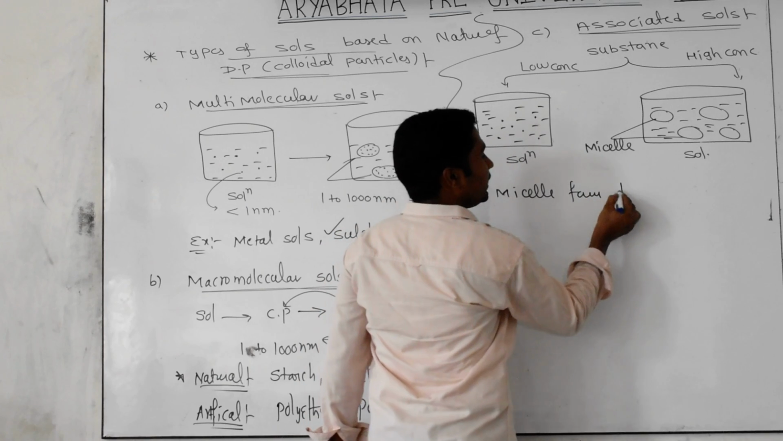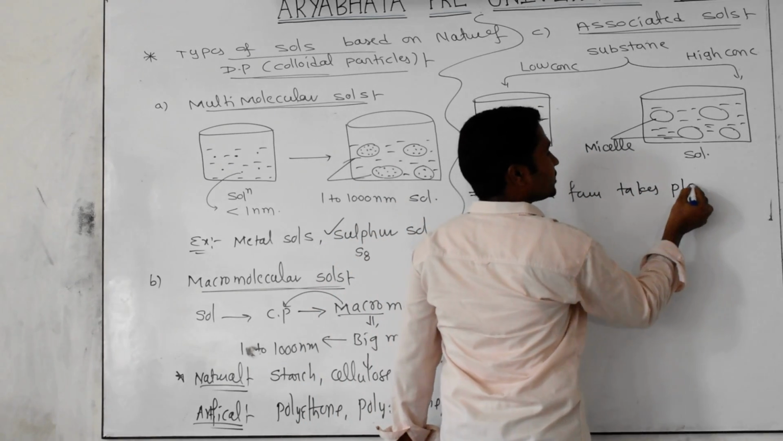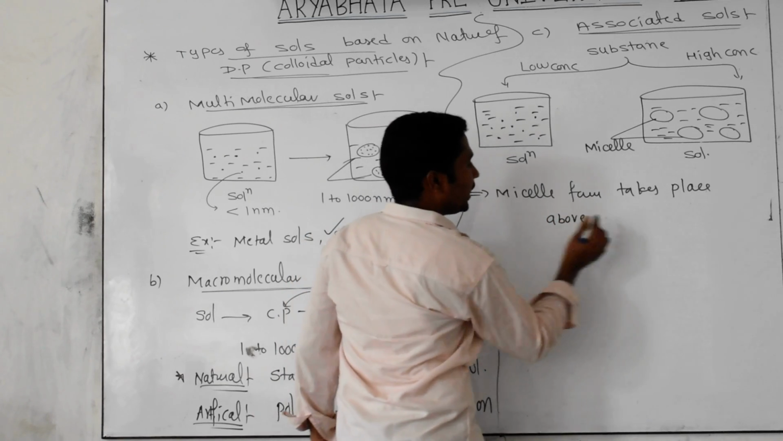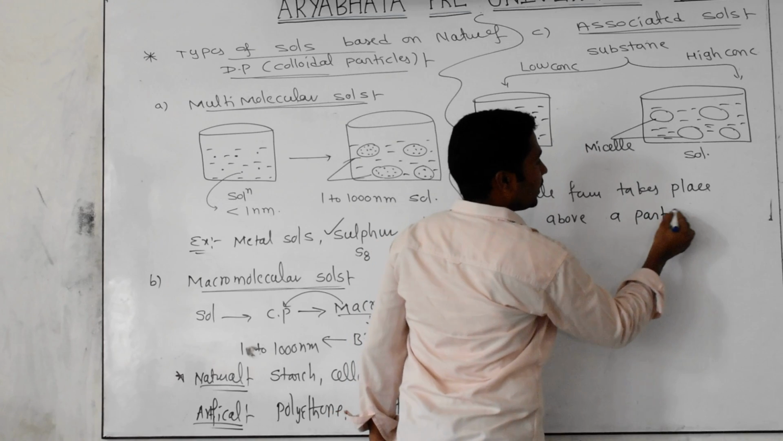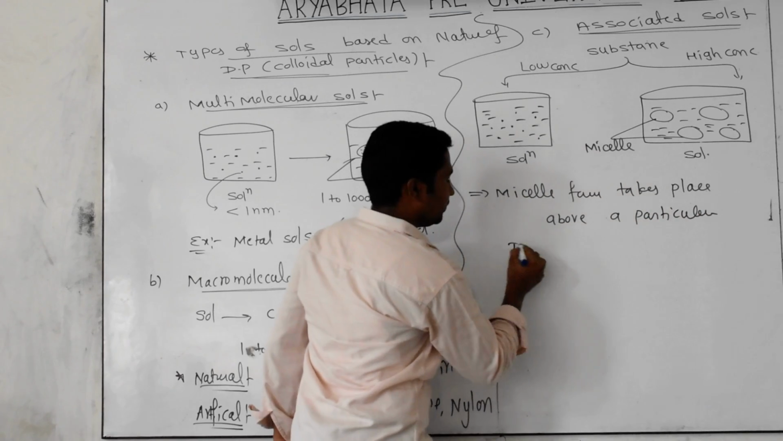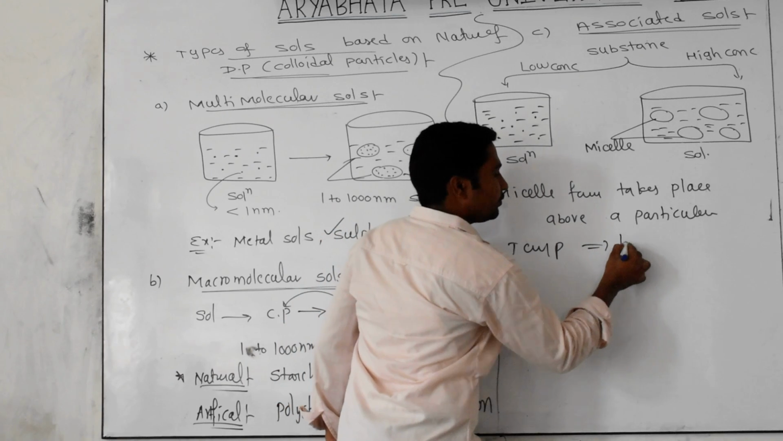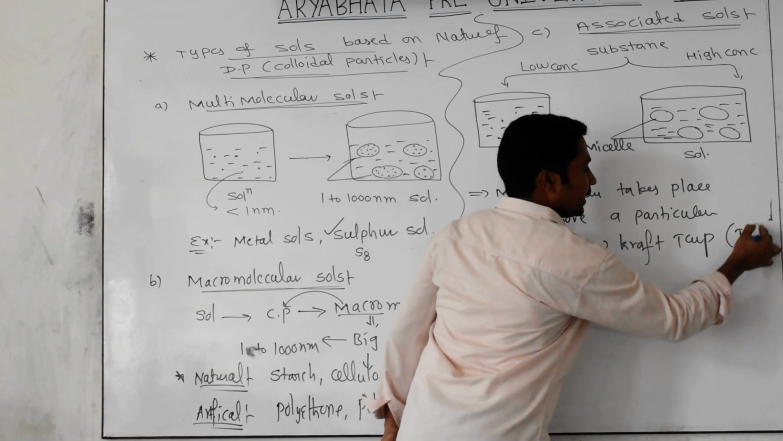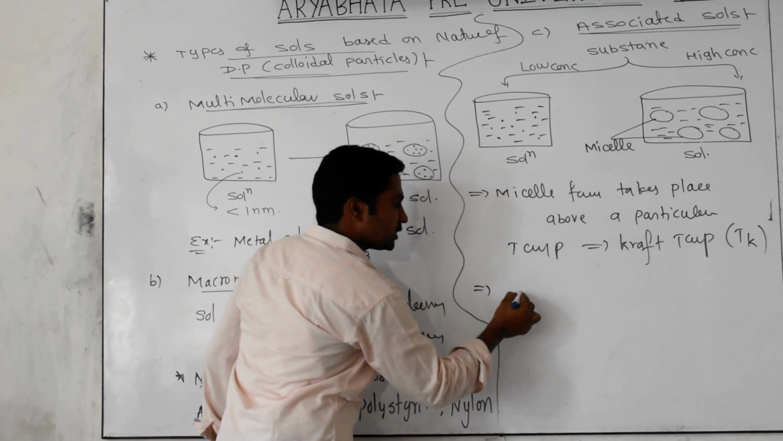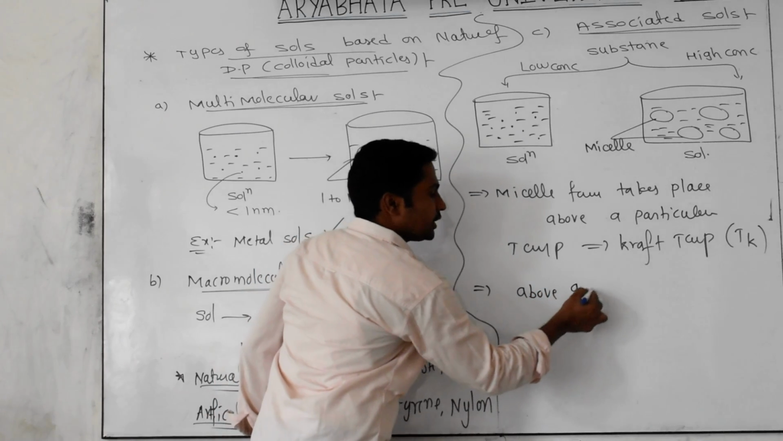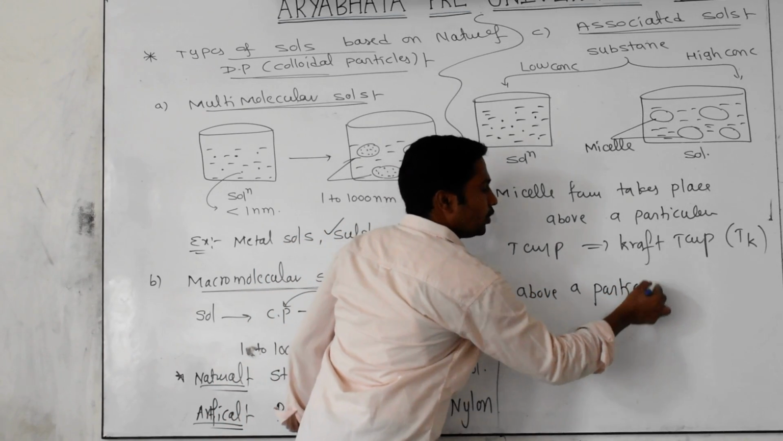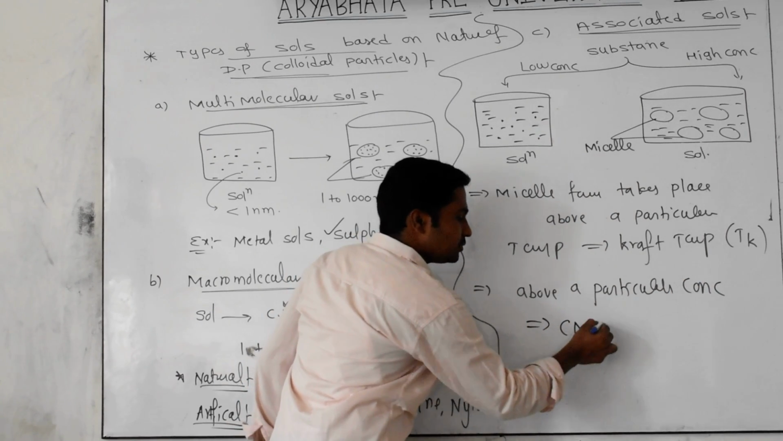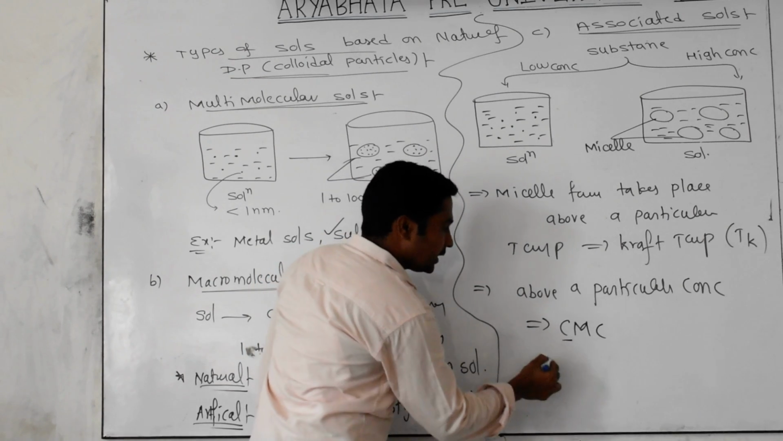Micelle formation takes place above a particular temperature, called the Kraft temperature, denoted by Tk, and this micelle formation takes place above a particular concentration. This is called CMC. What is the meaning of this? C, critical.